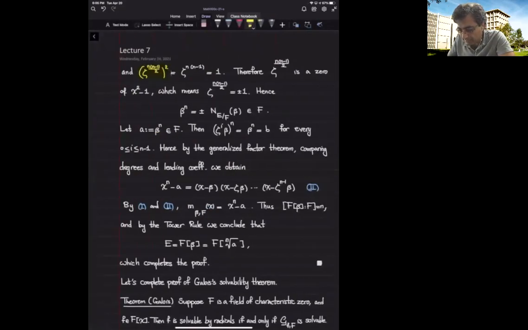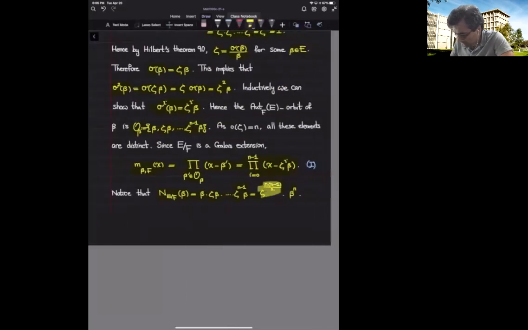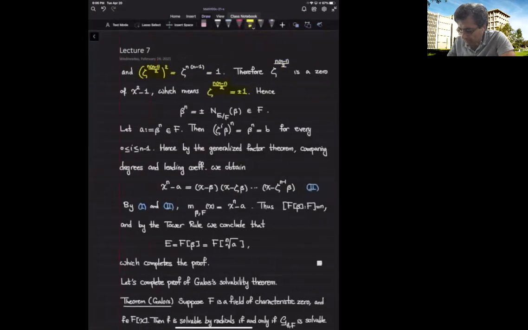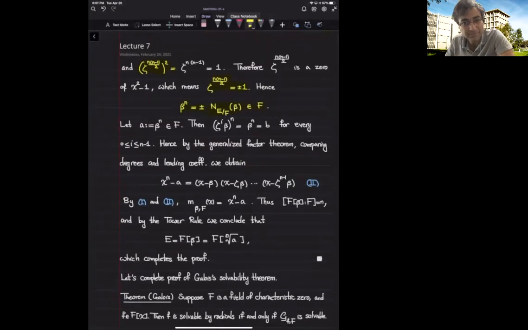But in a field of characteristic 0, such an equation has precisely two solutions. So it's either 1 or -1. So this element of E is either +1 or -1. So altogether we get from this equation that this element is either +1 or -1. So beta to power n is plus or minus the norm of beta. Remember, the norm is always an element of the base field. So beta to power n is an element of the base field because it's plus or minus this element inside the base field. So let's call beta to the n to be a.